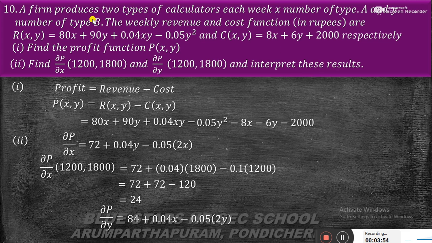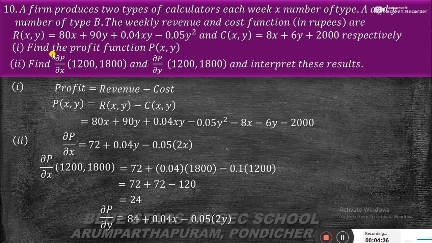So you see, a firm produces two types of calculators each week, x number of type A and y number of type B. A company produces two types of calculator, one is type A, another is type B. The weekly revenue means how many sales the calculators make, and the cost functions mean how much they spend for manufacturing the product. The money spent for manufacturing the product is the cost of the product.